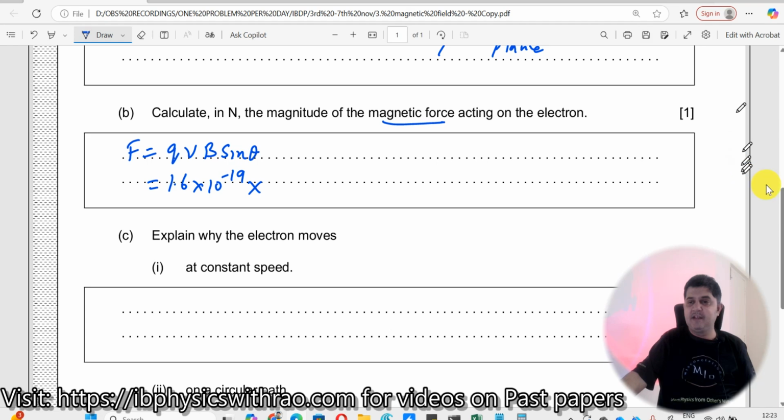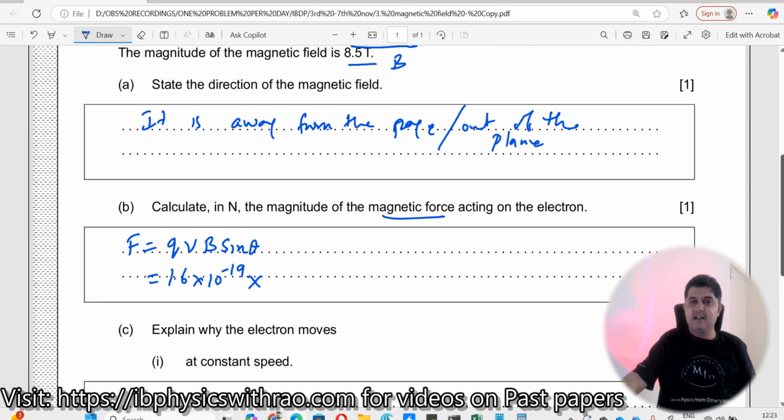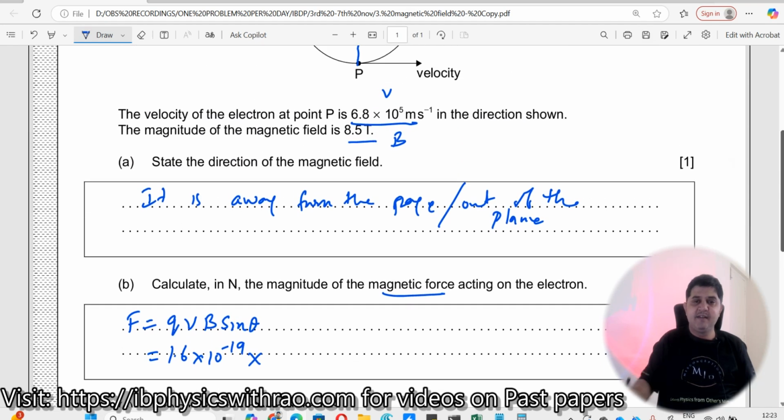What is the velocity of the electron? It is given as 6.8 × 10^5. What is the value of B? 8.5 Tesla. What is the theta value here? 90 degrees. Theta is the angle between the force and the velocity vector. Force is like this, velocity is like this, and the angle between them is 90. So sin 90 becomes 1 over here.